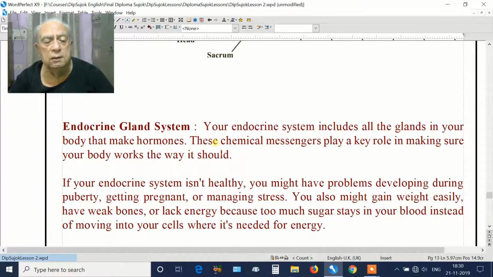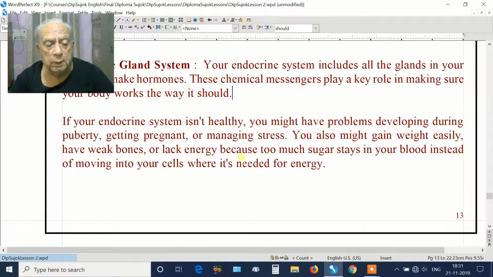I have just written a few lines on the endocrine gland system because some of you may not understand what the endocrine gland system is. Your endocrine system includes all the glands in your body that make hormones. These chemical messengers play a key role in making sure your body works the way it should. If your endocrine system is not healthy, you might have problems developing during puberty, getting pregnant, or managing stress.